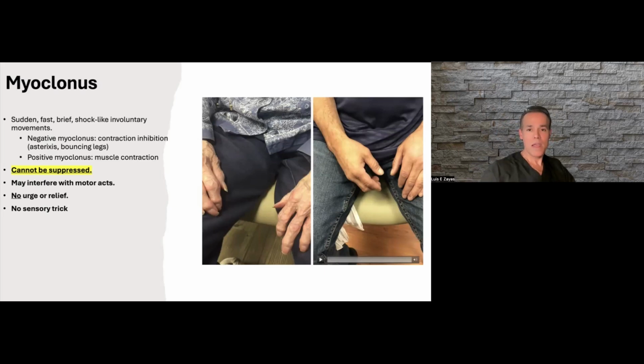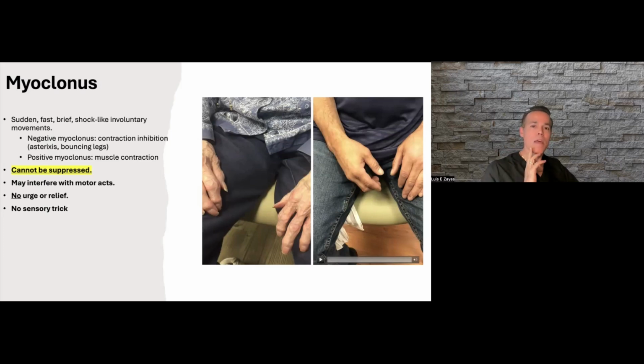The other characteristic thing is you do not have the urge or the relief after the movement, different from tics. In tics, it is part of the characteristic of having tics that they have the necessity to perform the movement and they have a relief. This isn't tics. In myoclonus, no. Also, in myoclonus, they don't have sensory tricks. In dystonia, they have sensory tricks.